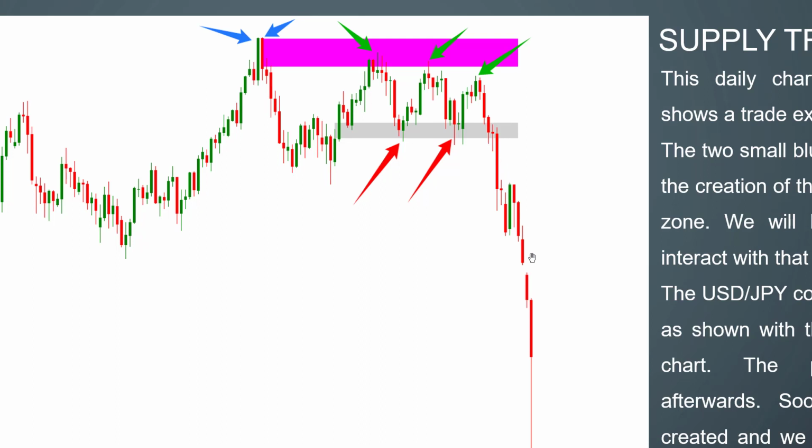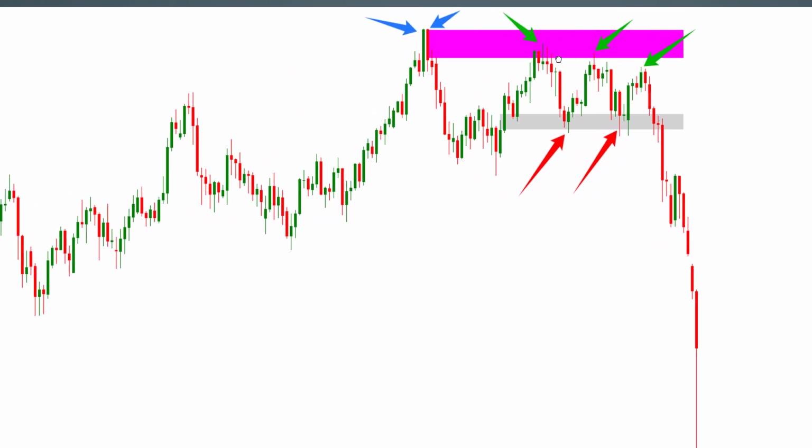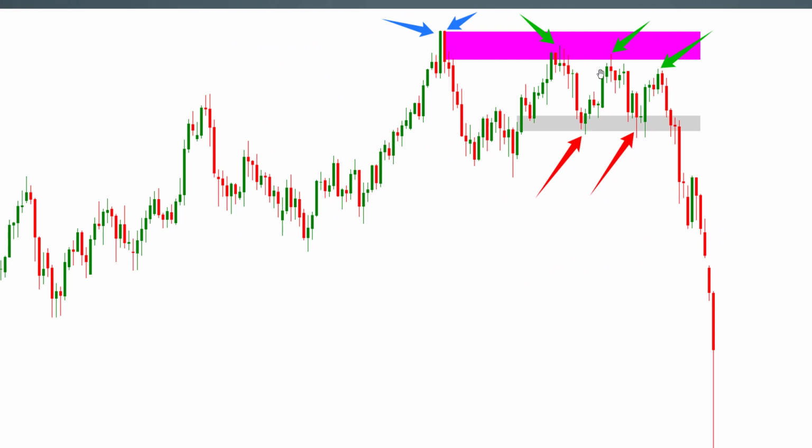Then price went all the way down. So you can see the green arrows, these 3 green arrows, they all indicate levels you would have taken short trades from. If you are trading USDJPY, these are the levels that you would have looked for short entries into the market, and you can clearly see they all resulted in nice movement to the downside.